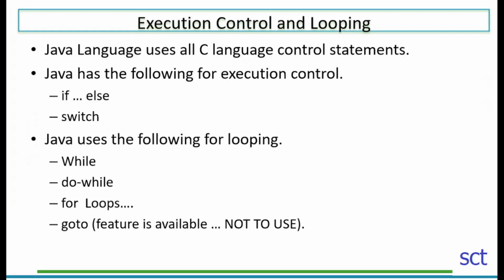In this Part 4, we are going to look at execution control and looping. We are going to see about if and else and switch, which come under execution control, and while, do while, for loop, and goto, which are used for looping. However, we don't use the goto feature in traditional programming because it will lead to confusion when you are going through the program. Okay, so let us start with the execution control.